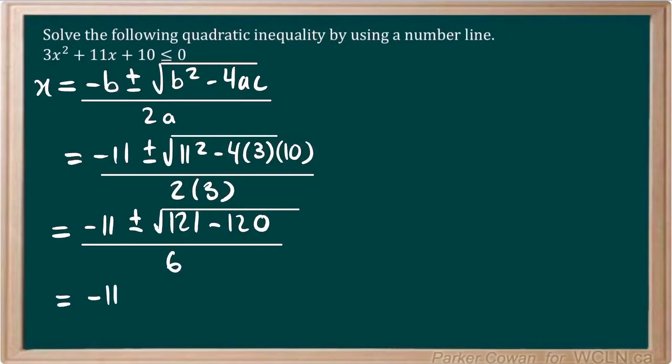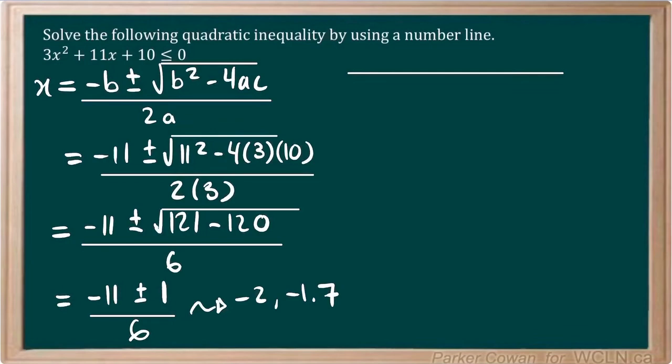And then we just have negative 11 plus or minus the root of, 121 minus 120 is 1. Root of 1 is 1. So plus or minus 1 over 6. So this will give us two roots, and that's going to be negative 2, and it's going to be negative 1.7. Okay, so now that we have this, we can go ahead and write these roots down on a number line. So like I say, we'll have negative 1.7 and negative 2.